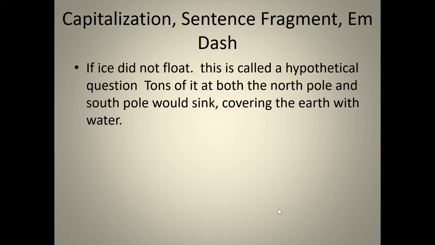If ice did not float, this is called a hypothetical question, tons of it at both the North Pole and the South Pole would sink, covering the Earth with water. Go ahead and pause the video here, guys, and let's see how you do.